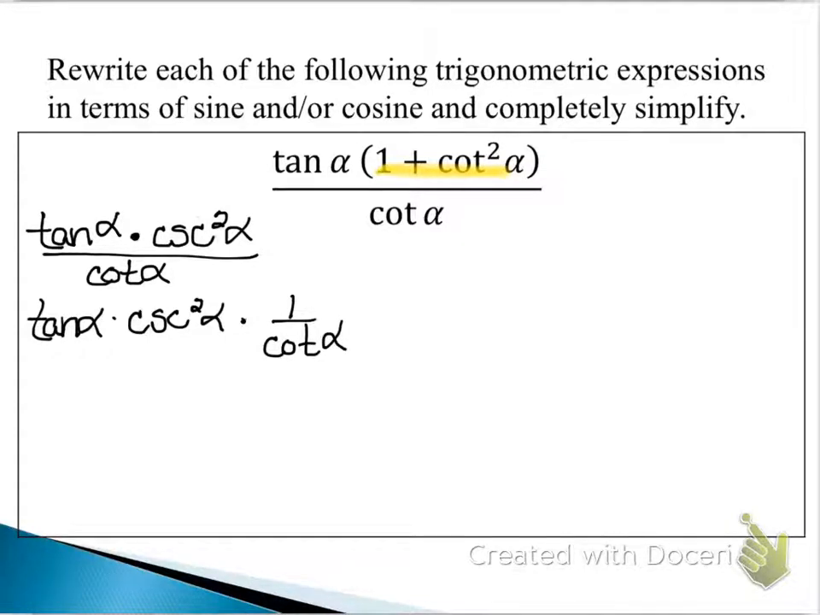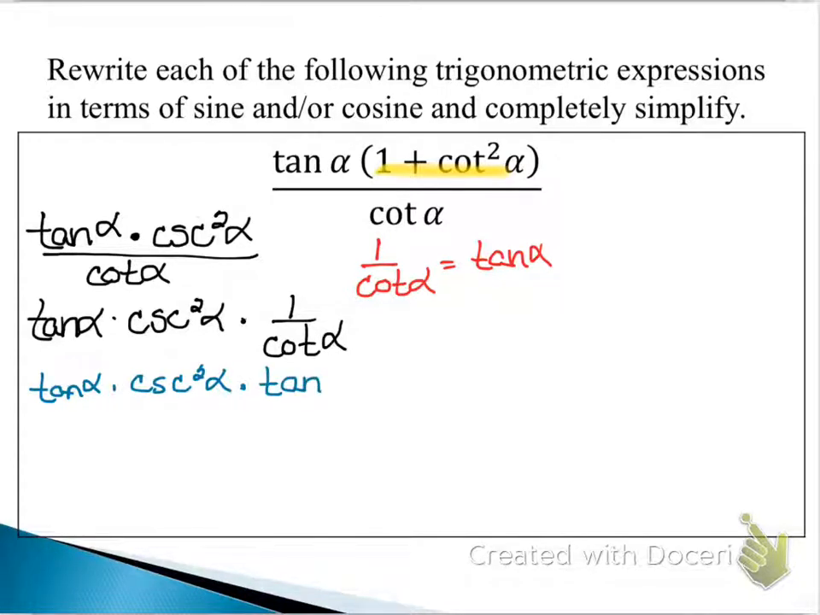So I'm wondering if I ought to write this one out. So just on a side note, I'm just going to probably have it up here and then erase it because I need all the room I need. So if I have 1 over cotangent alpha, that actually equals tangent alpha. So I'm going to be using that. So then I have tangent alpha times cosecant squared alpha times, and instead of 1 over cotangent, I'm going to put tangent alpha.